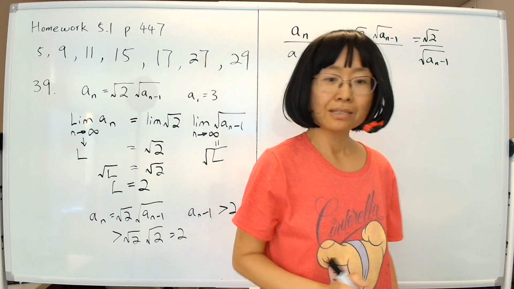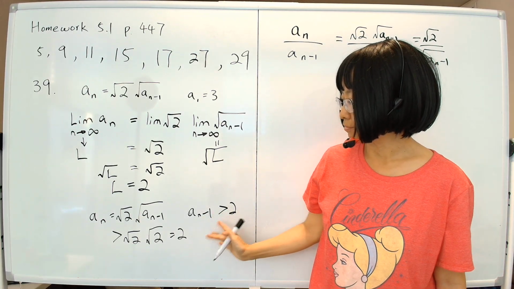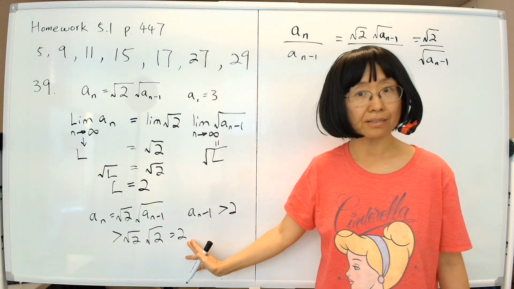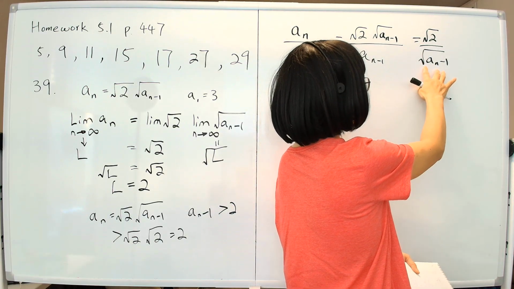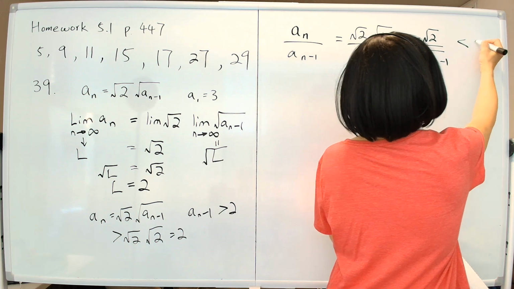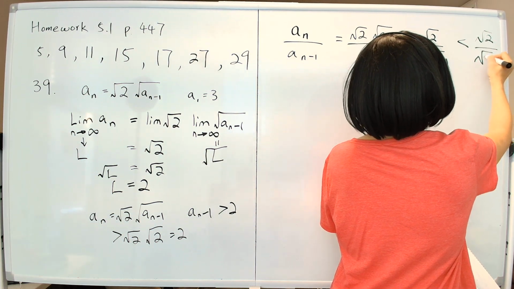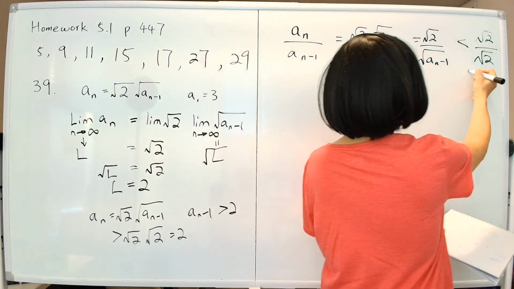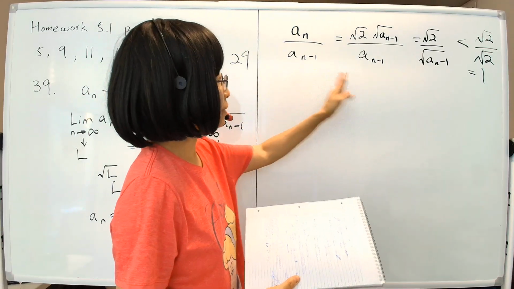And you notice that, as we mentioned, a_{n-1} is bigger than 2. Each a_n is going to be bigger than 2. Therefore, this term is bigger than the square root of 2, which means when it's the denominator, it becomes smaller than the square root of 2, which equals 1. Therefore, the fraction a_n over a_{n-1} is going to be less than 1.